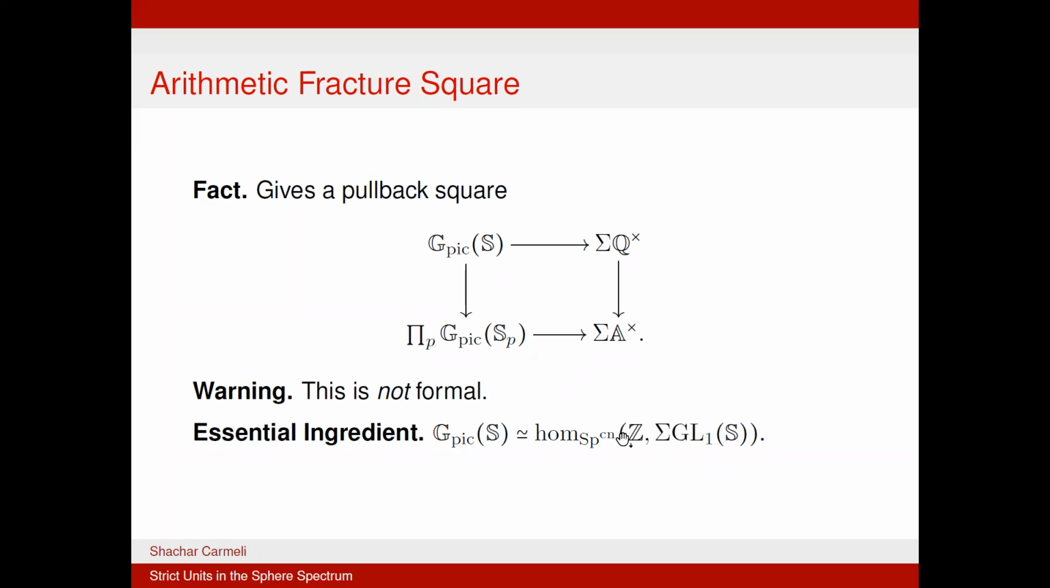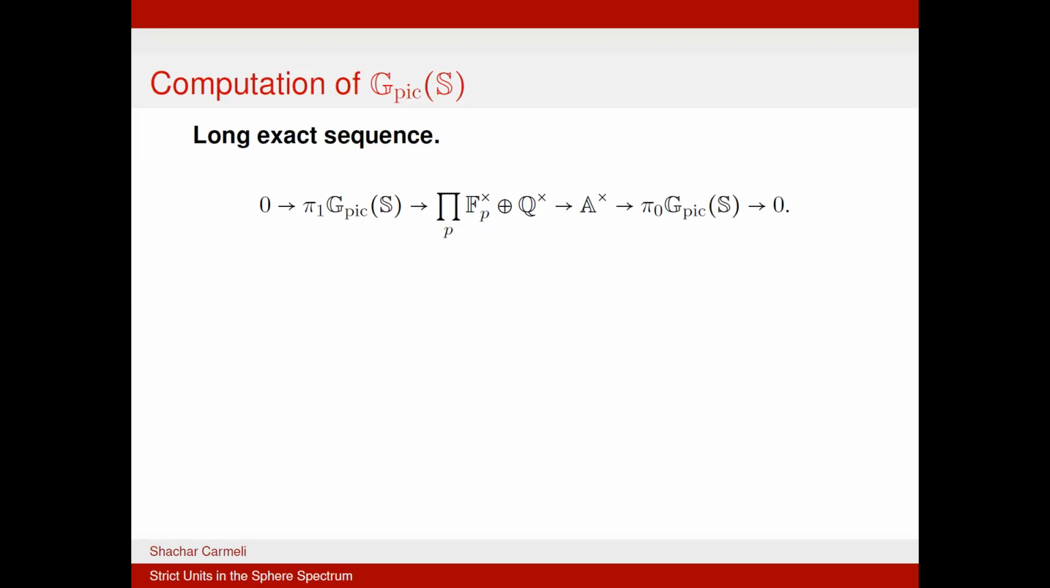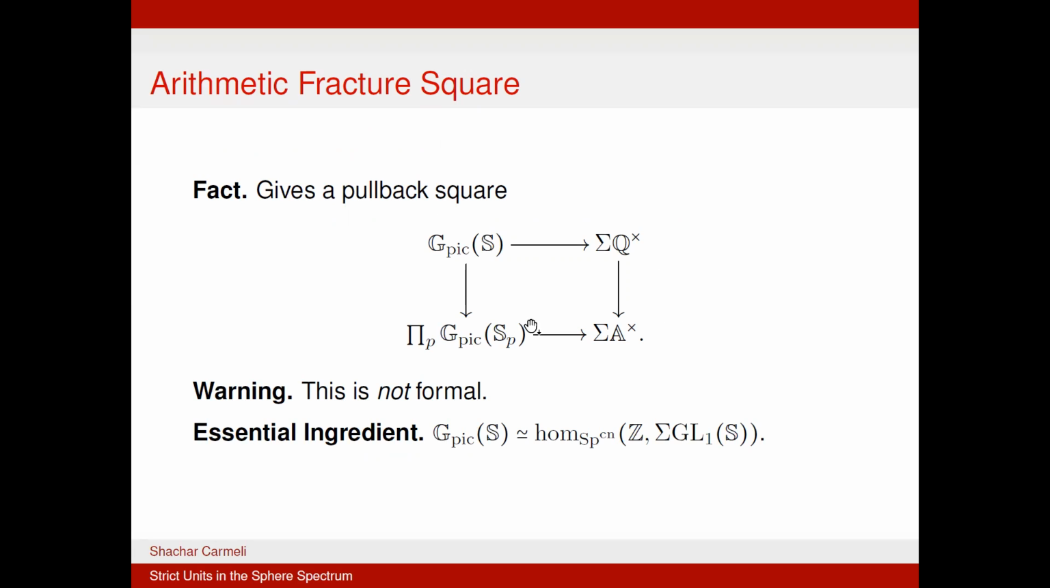So that proves this fact, and from this fact and the arithmetic fracture square, we can play with it and prove it. So basically, the pi zero of all the various Picards doesn't play in the game in some sense, only their identity components. Okay, so we have a pullback square, and in this pullback square, the bottom left is what we want, and all the rest we know.